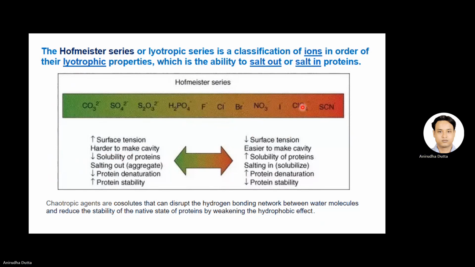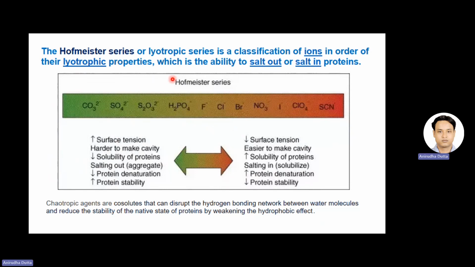Whereas on the right side of this series, there are ions which are less complex and have a single anionic charge. The presence of these salts would reduce the surface tension. It will increase the solubility of the protein, like salting in. And it might denature the protein as well as destabilize the protein. So for salting out, the choice of our salt or anion would be on the left side of this Hofmeister series.